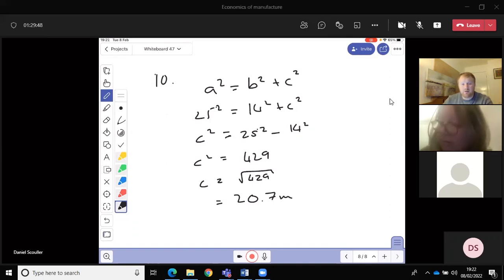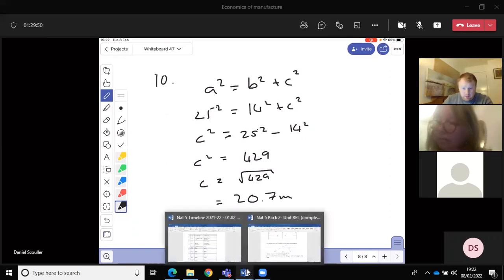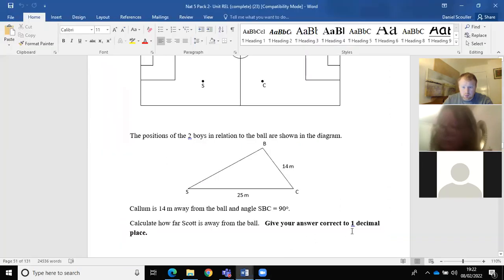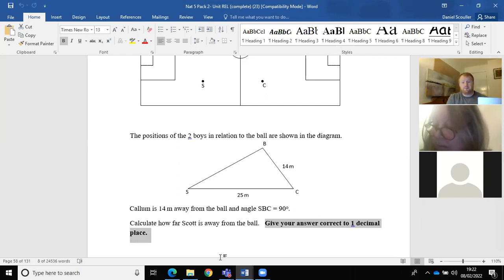Okay, so 20.7 metres. Now it does ask for 1 decimal place. So give your answer correct to 1 decimal place. That's what we've done, 20.7. The units are in metres. 25 metres, 14 metres, so SB is going to be in metres as well. So make sure you get the units and make sure you read how many decimal places or significant figures they're looking for. 1 decimal place, 20.7. Happy days.